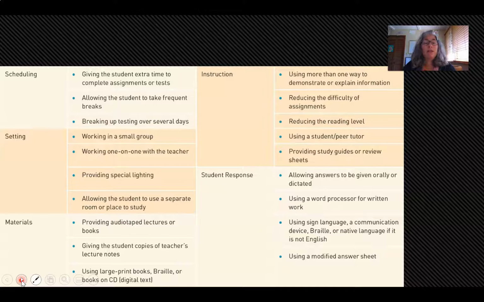Here's some ideas of some things that you might see in terms of accommodations. You might have a student that needs extra time, that has to have more frequent breaks, that perhaps they're allowed to give their answers orally rather than writing them down, that perhaps you might need to reduce the reading level on assignments, and so on.